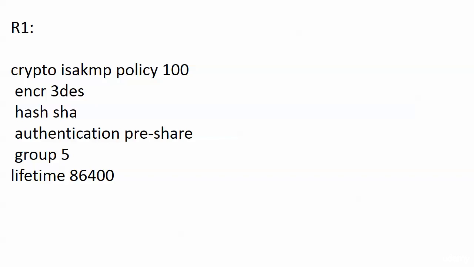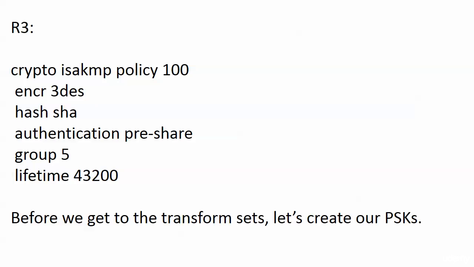because we've got to write 2 policies, a crypto ACL, we've got to tie that in, we've got to write some pre-shared keys, a couple of other things. So it never hurts to review your config before you're actually finished with the entire thing. So taking a look at router 1's there and router 3's here, just that one little difference in the lifetime, which we know theoretically won't make a difference or won't hurt us. And before we get to the transform sets, we do need to create those pre-shared keys. That won't take very long.